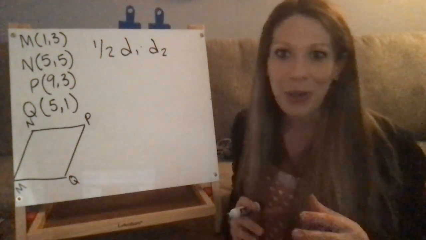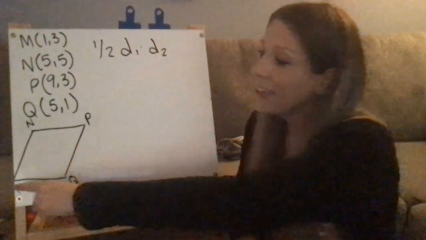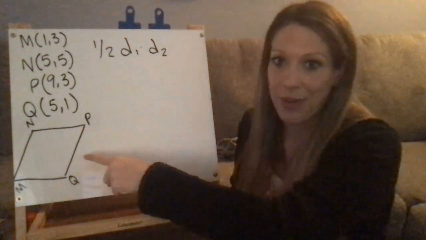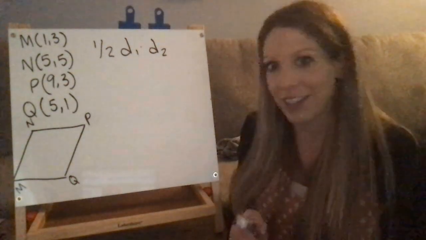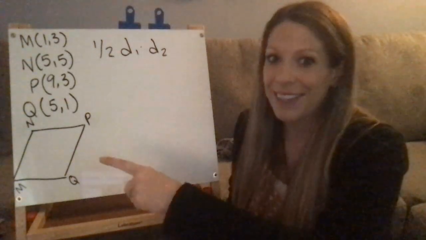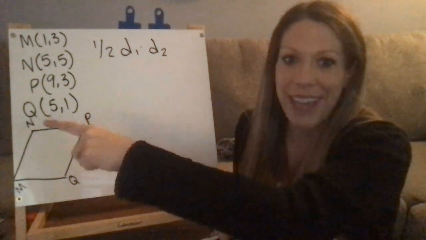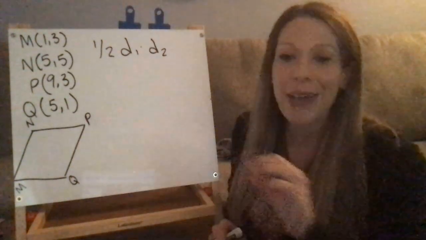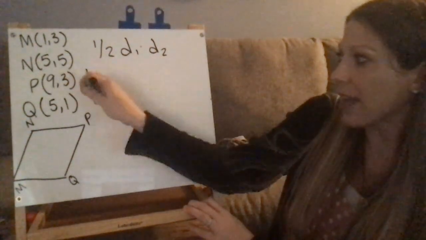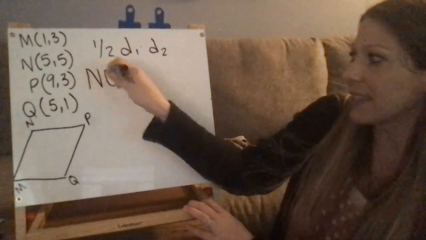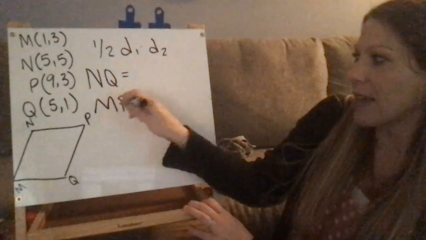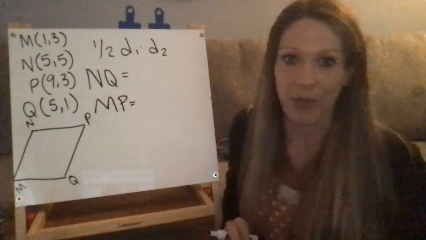Using those coordinates, our diagonals are MP and NQ. The vertices that are not next to each other create the diagonals. And if I want to find the distance between N and Q, we need to use the distance formula. So pause the video and find the distance of NQ and MP using the distance formula.